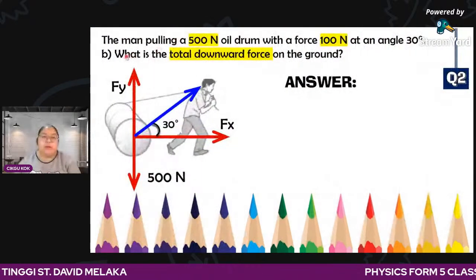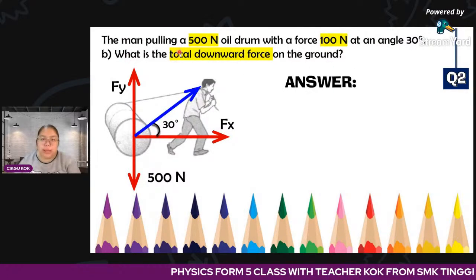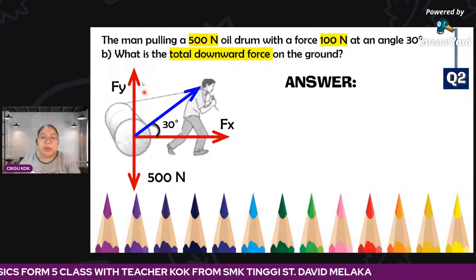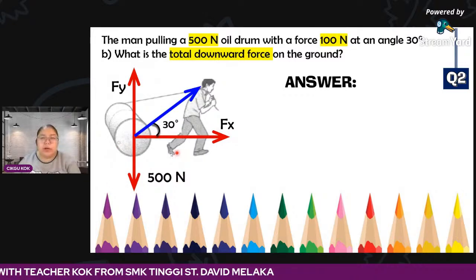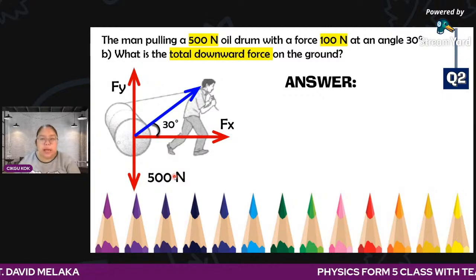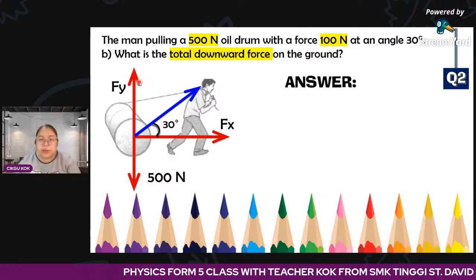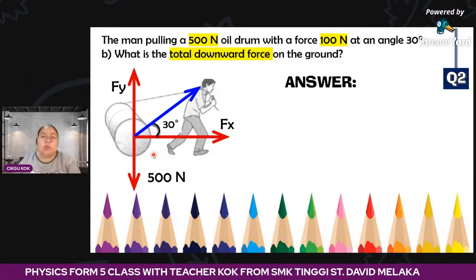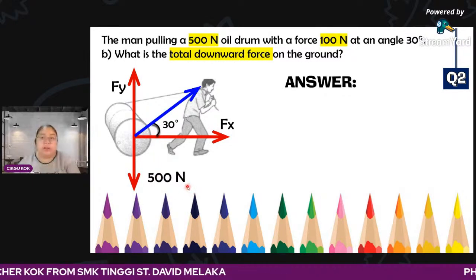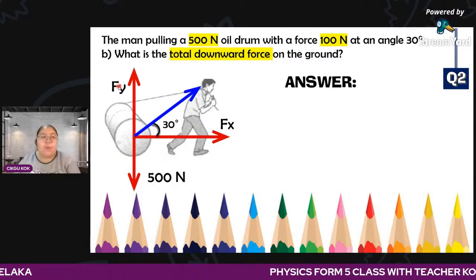Now it's part B. What is the total downward force? They want the total. Just now you found the Fy already, right? Fy just now the chart says 50 Newton. Now don't forget there is also the weight going down. They want to know the total downward force. Do we plus or do we minus? Normally we take the biggest as the positive direction. So from here we take 500 as the positive direction. That means now 500 you need to minus the Fy. Fy is in the opposite direction.